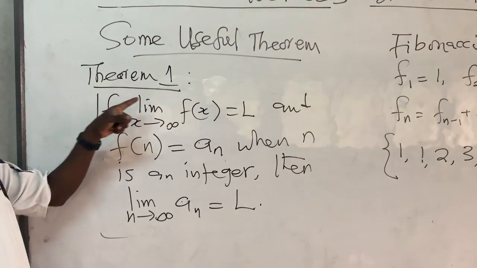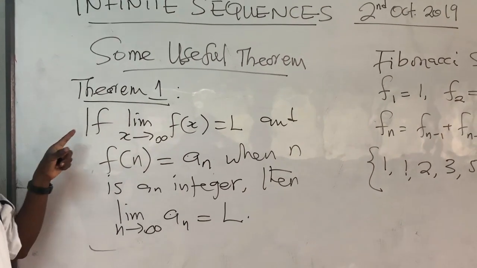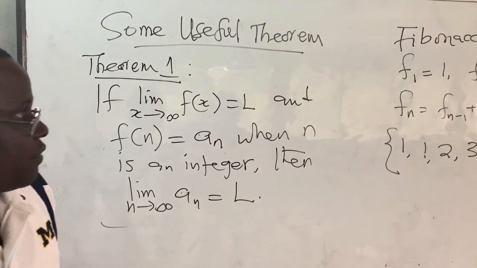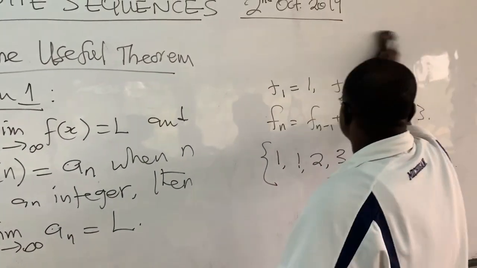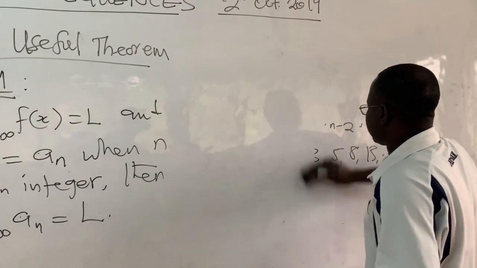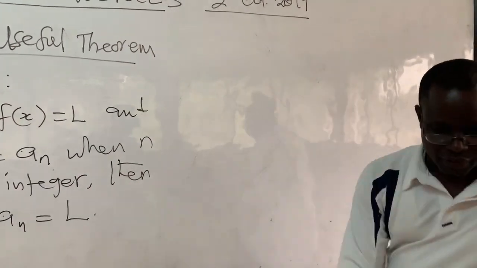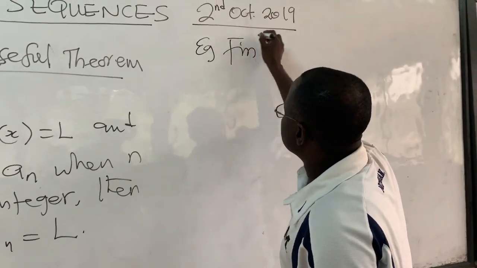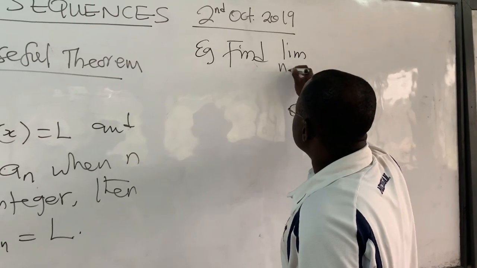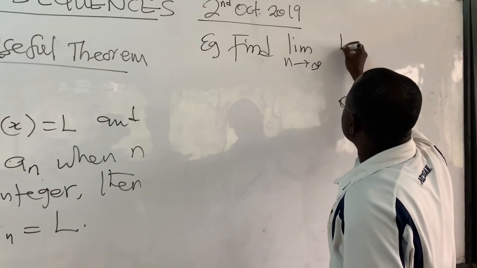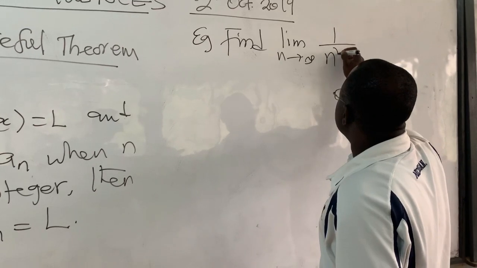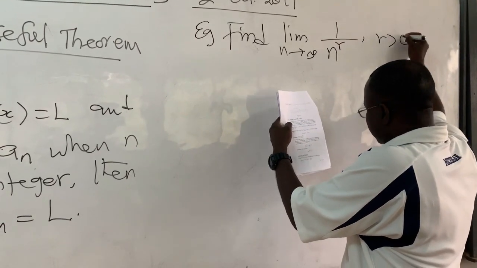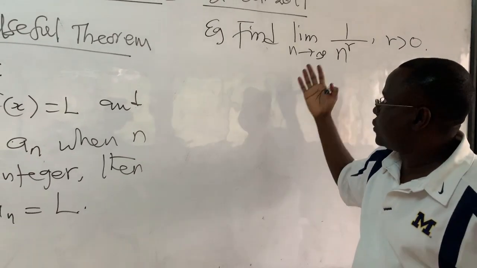So this is the first theorem that we'll work with, and this is going to help us to find the limit of a sequence. In other words, which numbers does the sequence converge to? So let's use an example to illustrate this. Okay. So for instance, we want to find the limit as n goes to infinity of, say, 1 over n to some power r, where r is greater than 0. Okay, how do you find this?